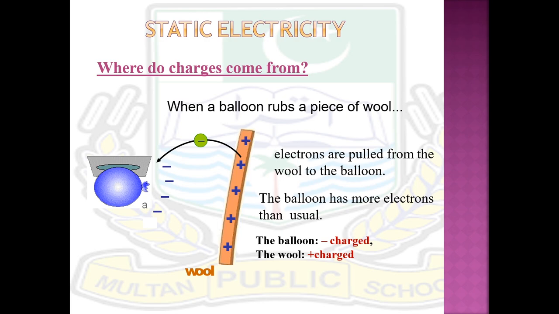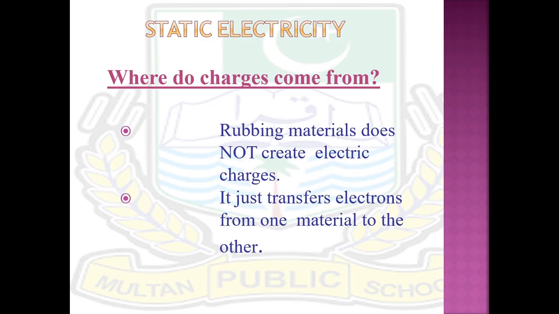We can also observe this phenomenon when a balloon rubs a piece of wool: electrons are pulled from the wool to the balloon, and the balloon has more electrons than usual. So the balloon will have negative charges and the wool will have positive charges. It is important to know that rubbing materials does not create electric charges; it just transfers electrons from one material to the other.